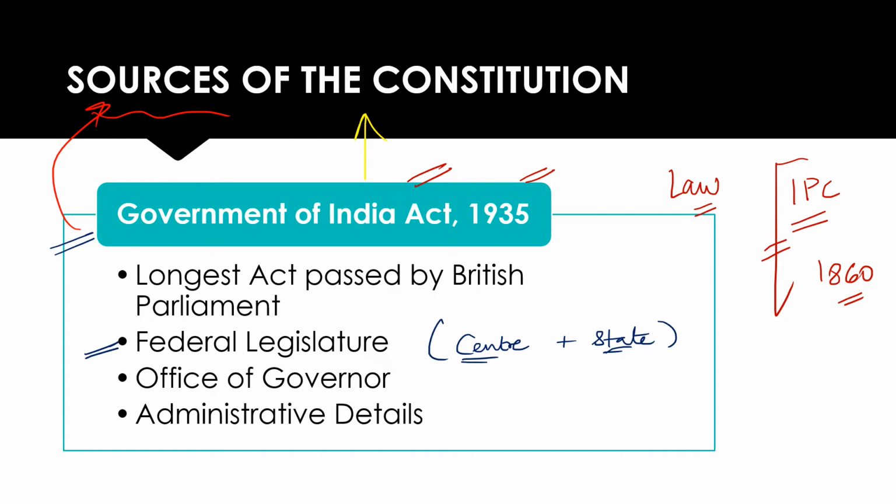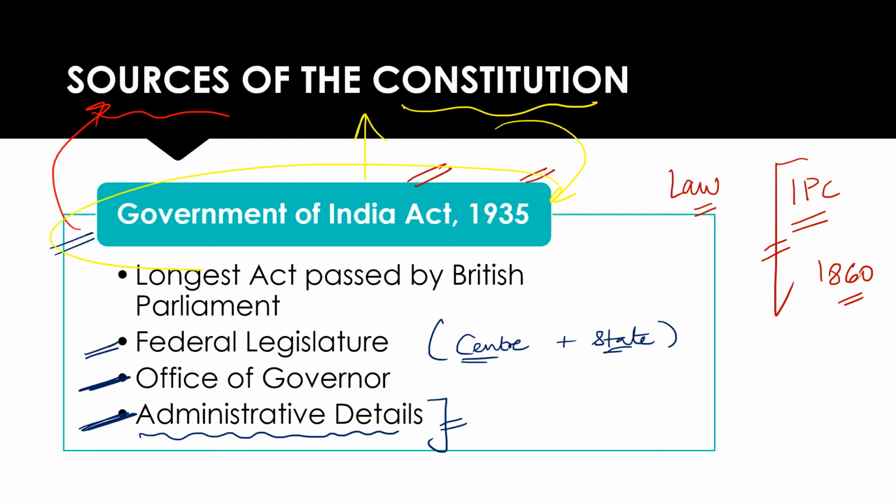The Government of India Act of 1935 has also given the provisions relating to the office of the governor and also several provisions relating to administrative details. These are very intricate provisions which find themselves in the Constitution based on what you have in the Government of India Act of 1935. It's important for you to know that the Government of India Act was the longest act passed by the British Parliament until then, right?